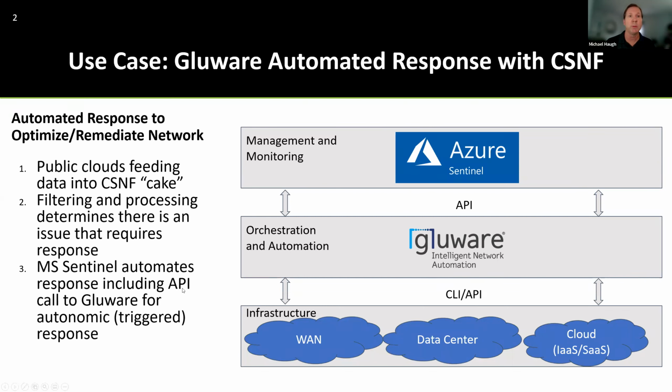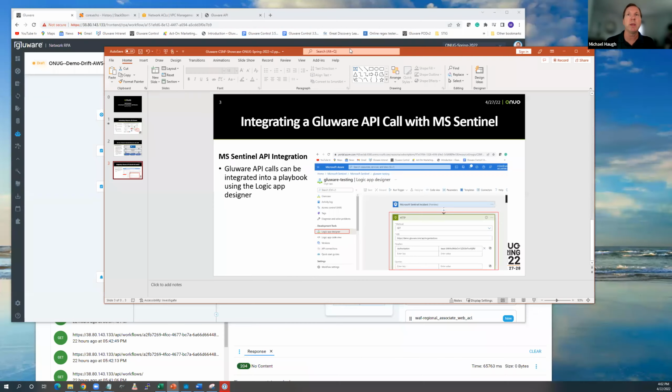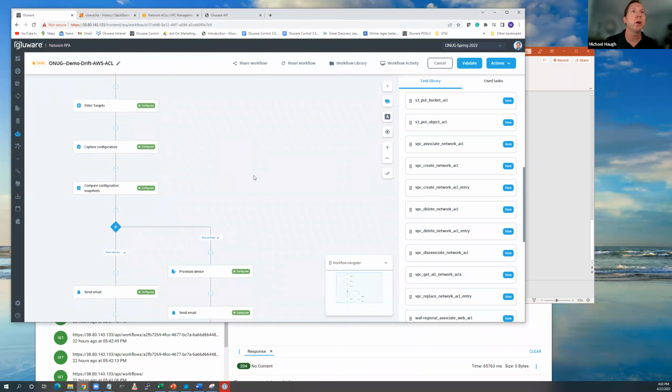And so with that, let's jump a little bit further. The way Gluware is inserted into this stack is that Microsoft Sentinel is making a RESTful API call to Gluware in the Logic and App Designer. So when someone fires that off, or if it's triggered, the response on the Microsoft Sentinel side is making an API call to Gluware to take the corresponding action. With that, and in an effort to move very quickly here, let's jump right into the Gluware UI.